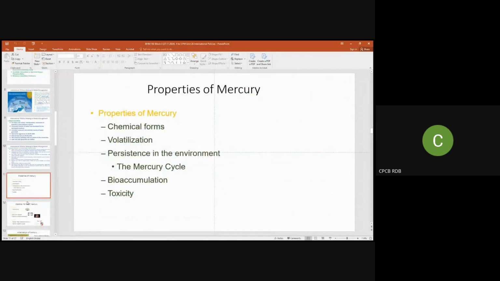Simple example, I don't want to explain. Mercury is one of the persistent pollutants. Generally, properties of mercury, chemical forms, volatilization.